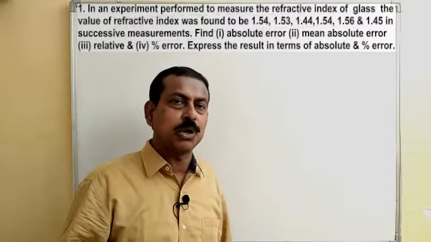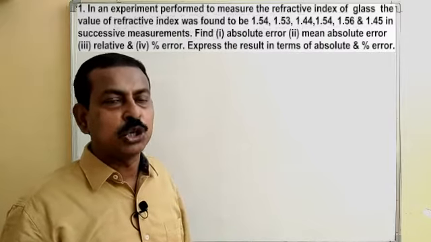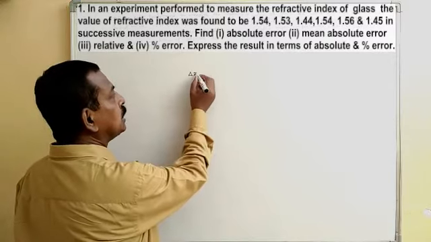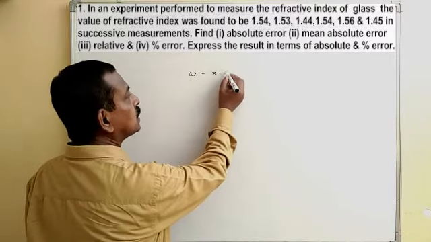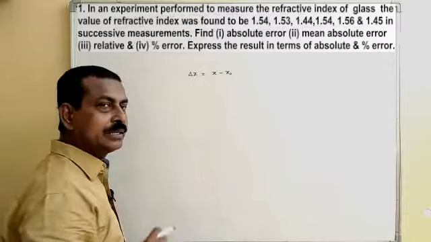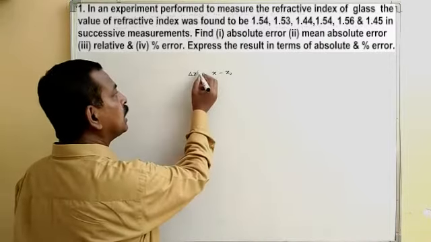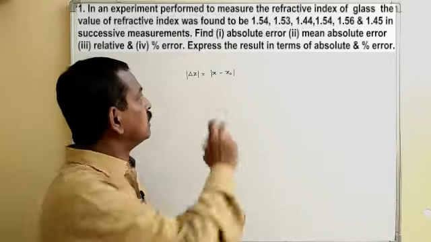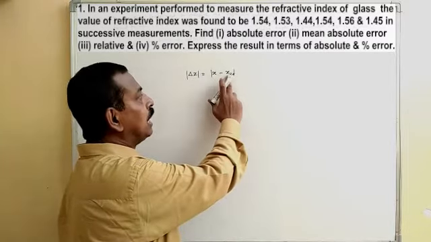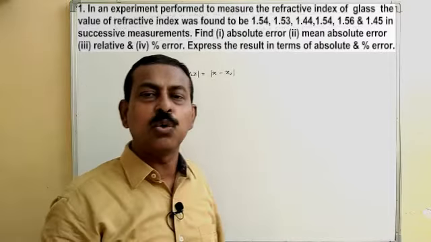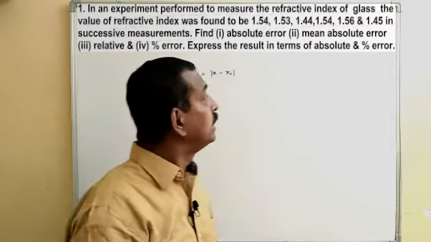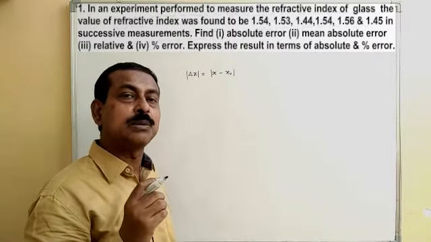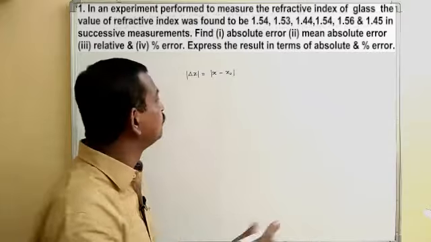For doing this type of problem, of course you know that absolute error will be given as x minus x naught. This is the error in each observation, and absolute error will be the mod of this. This x is the observations and this x naught is the mean value or true value. Here only observations are given. So first of all we need to find out the mean value of refractive index.